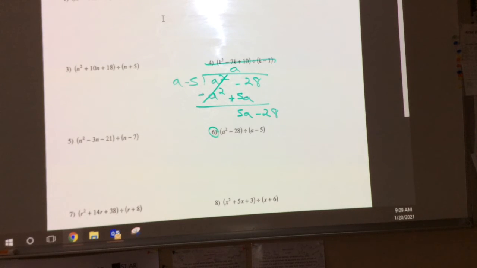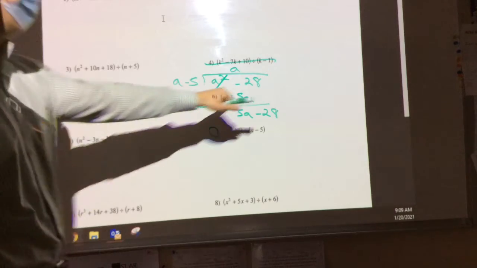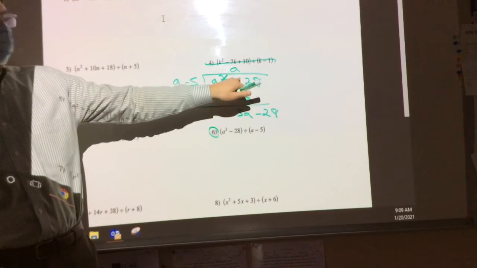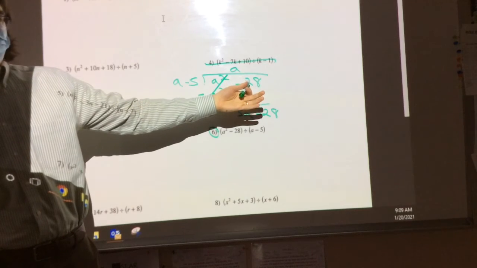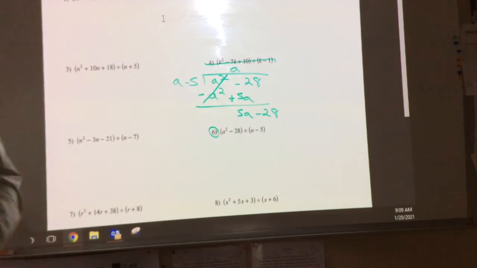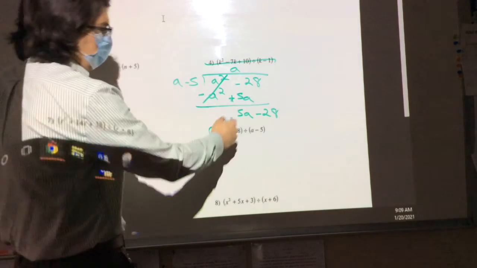The only difference was, just like I brought this negative 28 down because there was nothing to add or subtract to it, there's no other value of a in this process, so I can't do anything with that either. I'm just bringing it all down. I'm not adding or subtracting it from anything. It's just there. So now we just follow the same process.